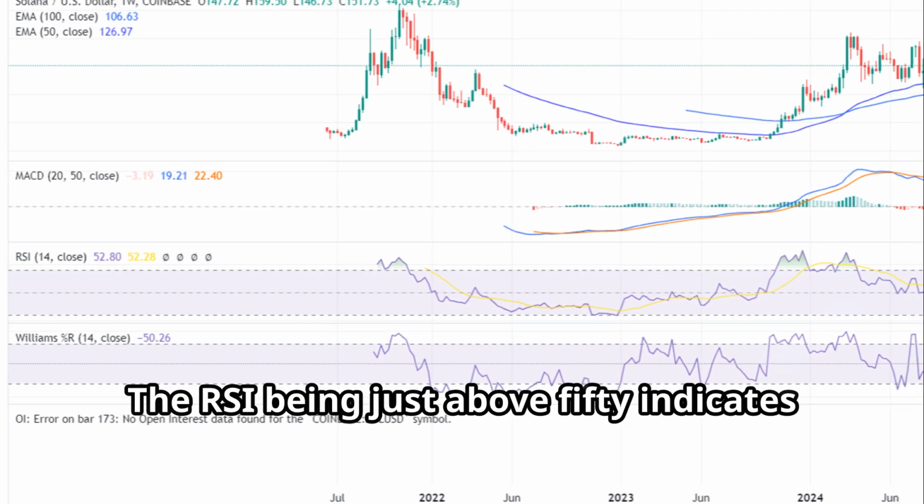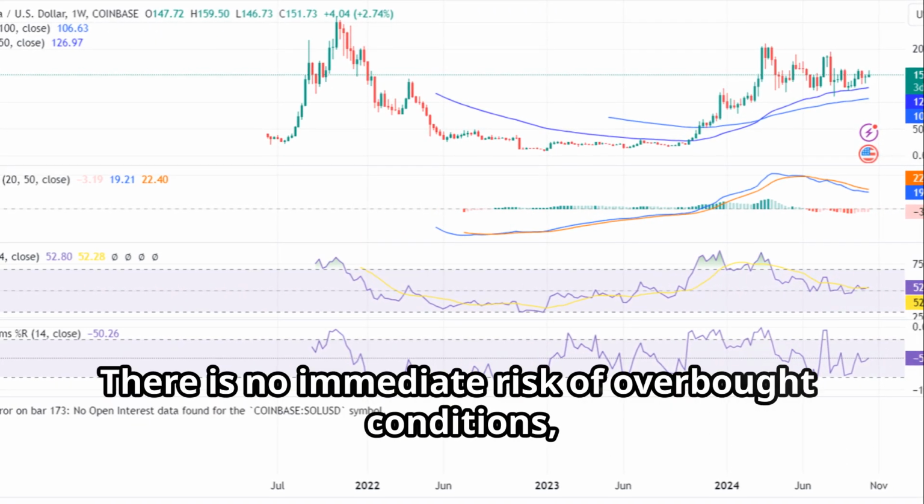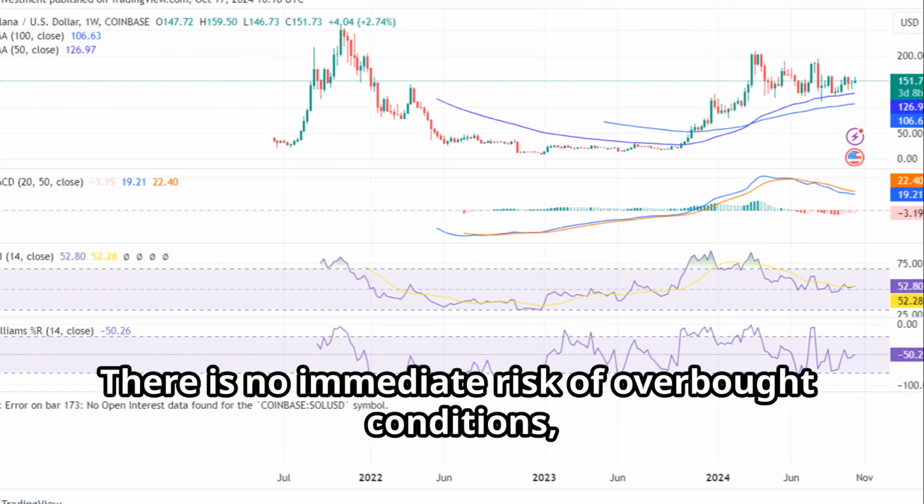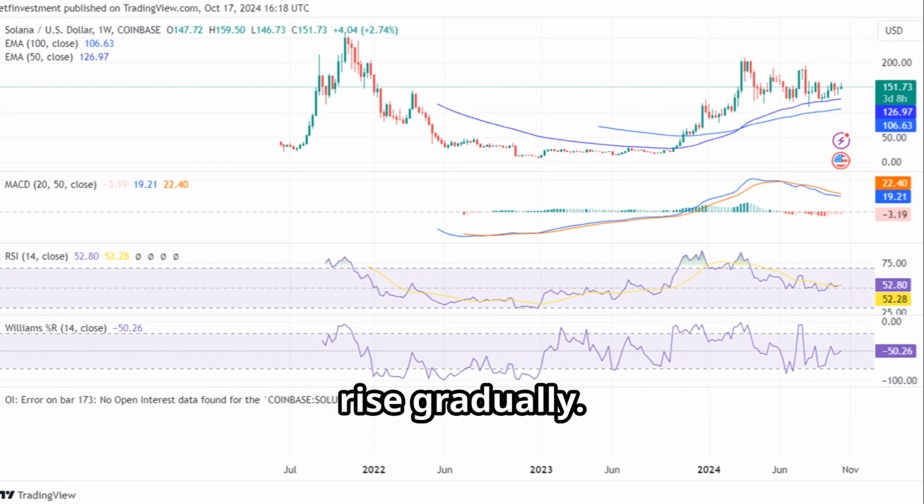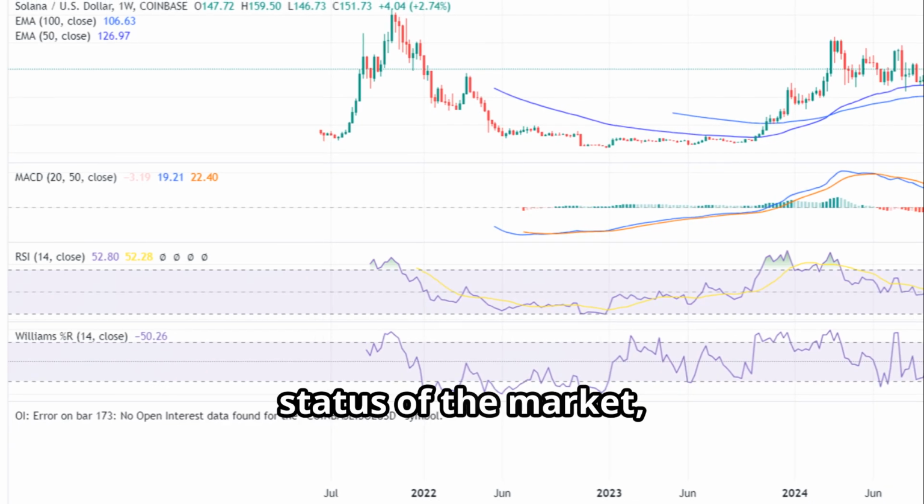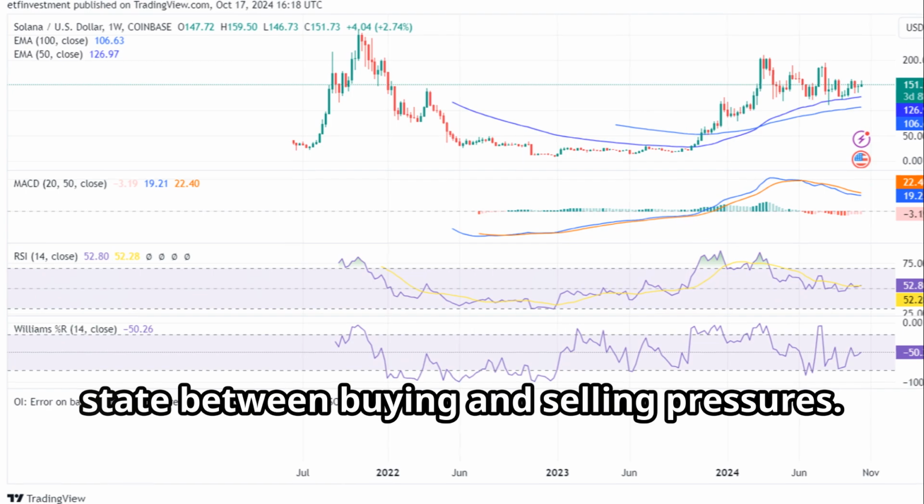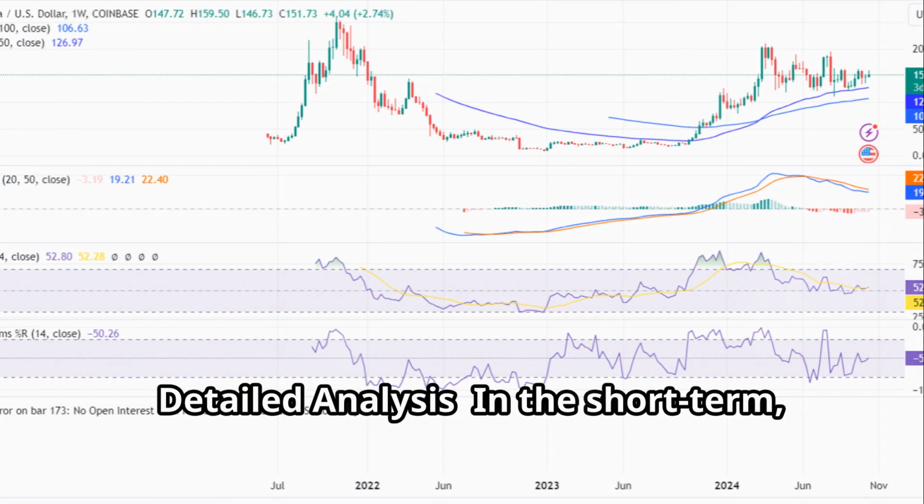The RSI being just above 50 indicates that the market is in a neutral to bullish state. There is no immediate risk of overbought conditions, meaning that the price could continue to rise gradually. Lastly, the Williams %R confirms the neutral status of the market, reflecting that Solana is in a balanced state between buying and selling pressures.